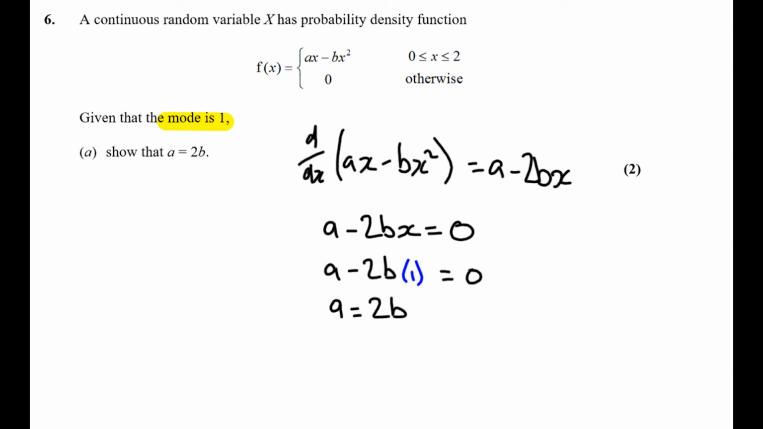I saw that we were looking for the mode, so straight away I knew to differentiate, and then I just used the value that I was given in the question, that when the x value is 1, that is how I get the mode, and obviously the mode is the gradient function set equal to 0.